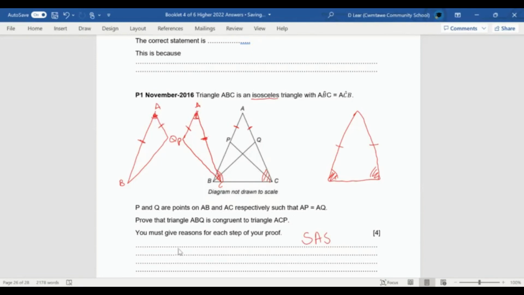So you need to say, okay, because AB is equal to AC because of the isosceles triangle. AQ is equal to AP because we're told it here. And then finally, angle A is on both triangles. Angle A on both triangles. Therefore, condition of congruency, SAS. And we'll stop there. Try some of the other ones in here and come back to me if you're struggling.